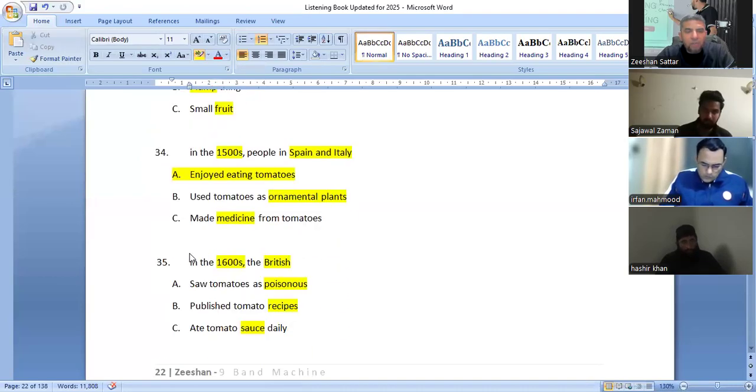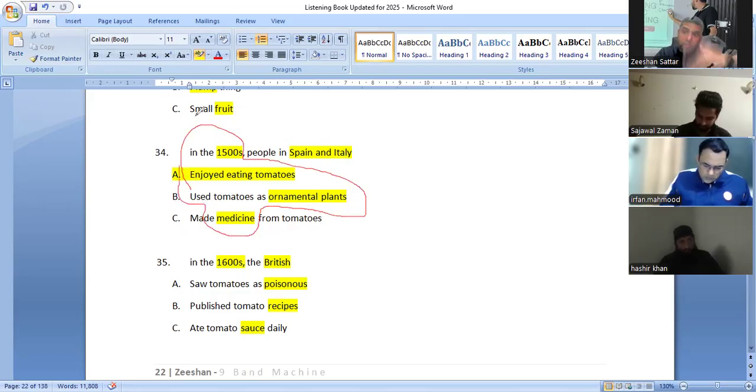So now eyes on 1500, finger on 1500 and pencil on Spain and Italy. In 1500: tomatoes, enjoyed, ornamental plant, medicine. These four words will be very important. Once you listen to 1500, bring your pencil down to number 2 and then 3, and keep watch on enjoyed eating tomatoes, ornamental plants and the medicine. Get ready.